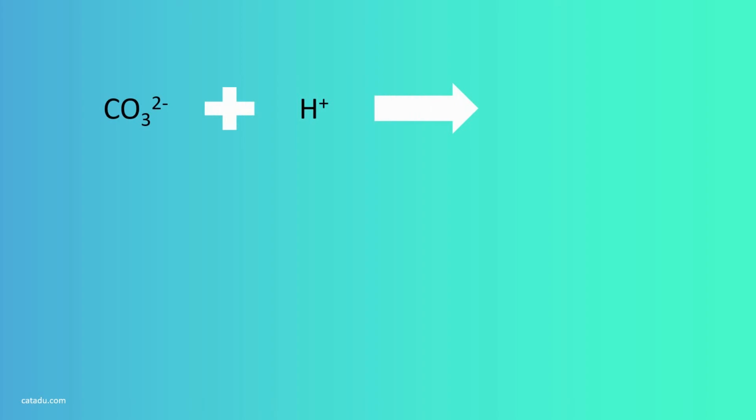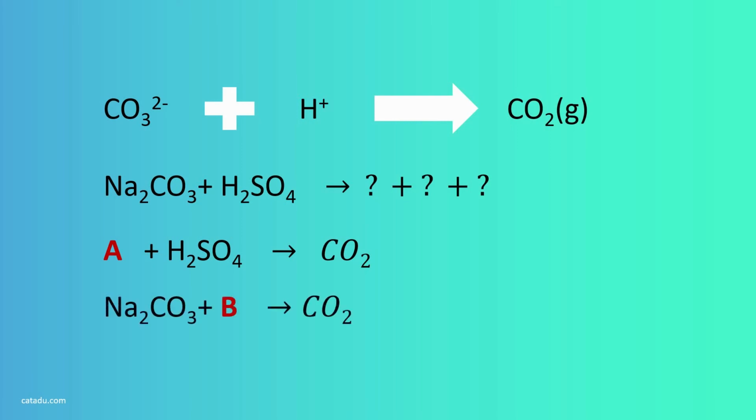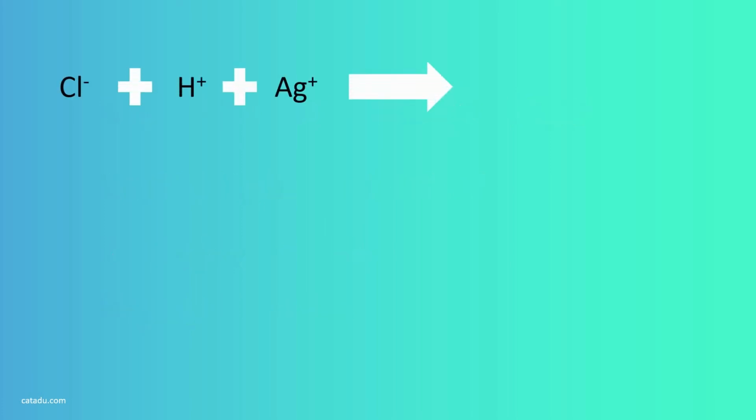Here are the reactions for the carbonate ion, acidified with dilute nitric acid or hydrochloric acid. If we add acid, effervescence of carbon dioxide: sodium carbonate plus sulfuric acid, we get sodium sulfate, carbon dioxide and water. A plus sulfuric acid, if we get the effervescence of carbon dioxide, A must be carbonate. B is the solution where sodium carbonate is added, we get the effervescence, so B must be acid.